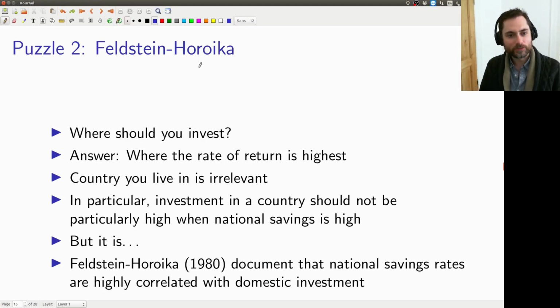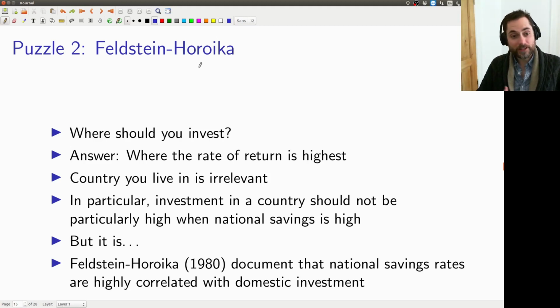All right, so here's the question. Where should you invest? Well, obviously you should invest in the place where the return is the highest, conditional on the risk of the investment. And it doesn't matter if it's in your own country or in a foreign country. You should always invest in the place where the return is the highest. It doesn't matter where you live.